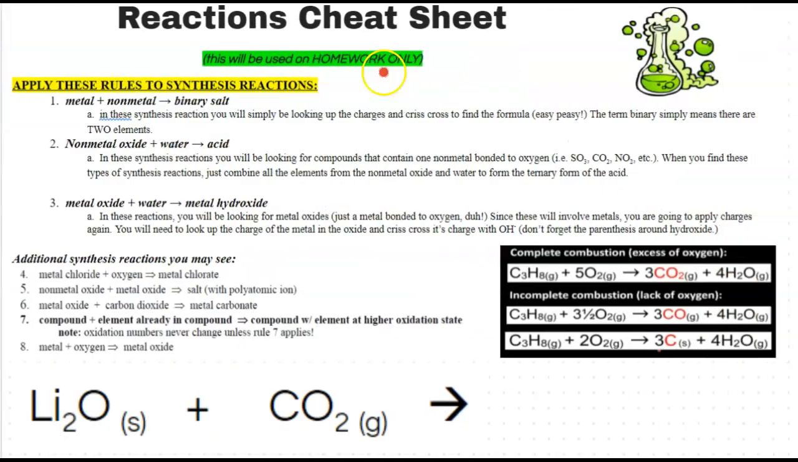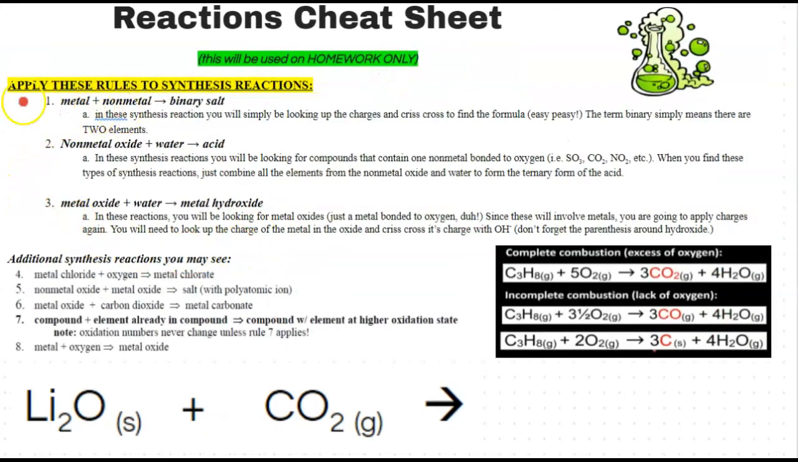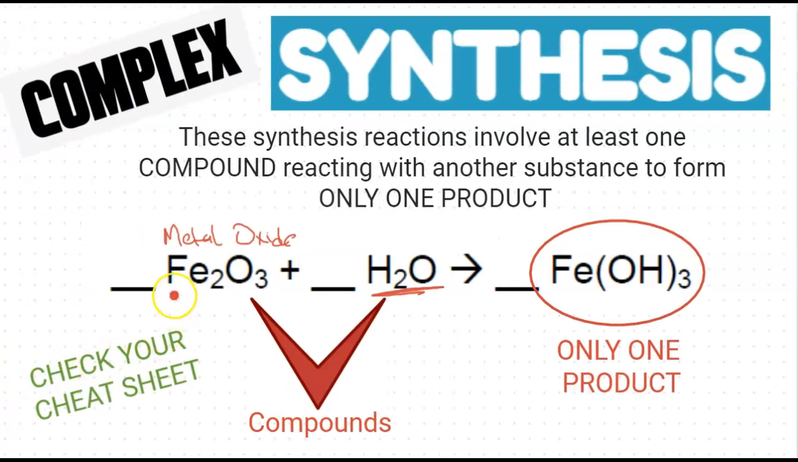When I look at my cheat sheet, I go down and start looking at my examples. The first one is the metal plus the nonmetal, the binary salt. This was what we looked at as a simple synthesis. So it's not number 1. Number 2 says it's a nonmetal oxide, and that's not what I have. We established that we're working with a metal oxide and water.